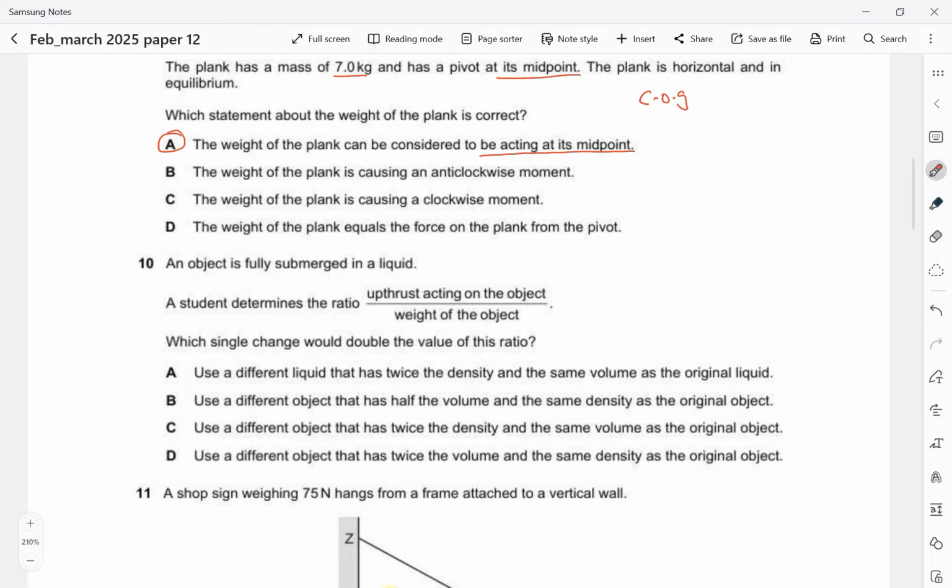Lastly, for part 1, an object is fully submerged in a liquid.